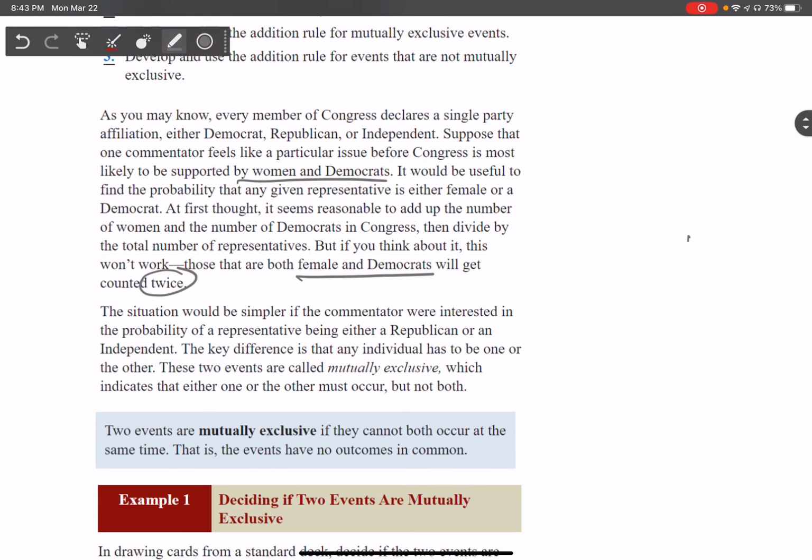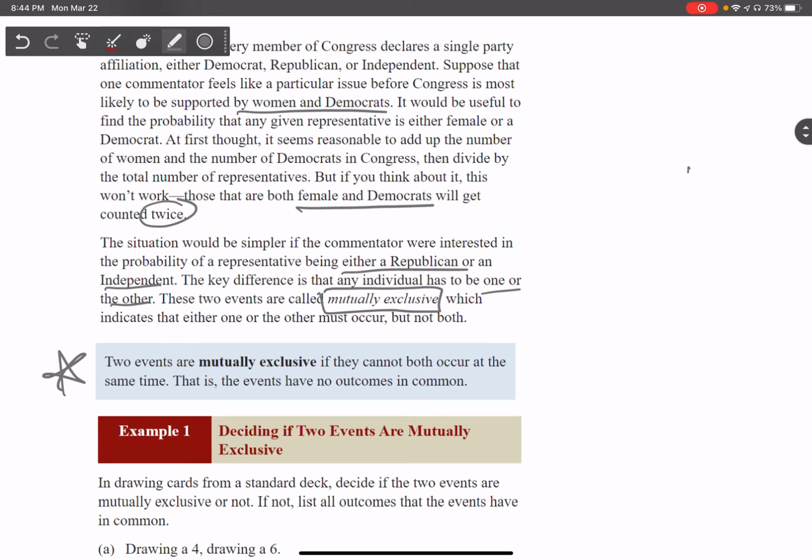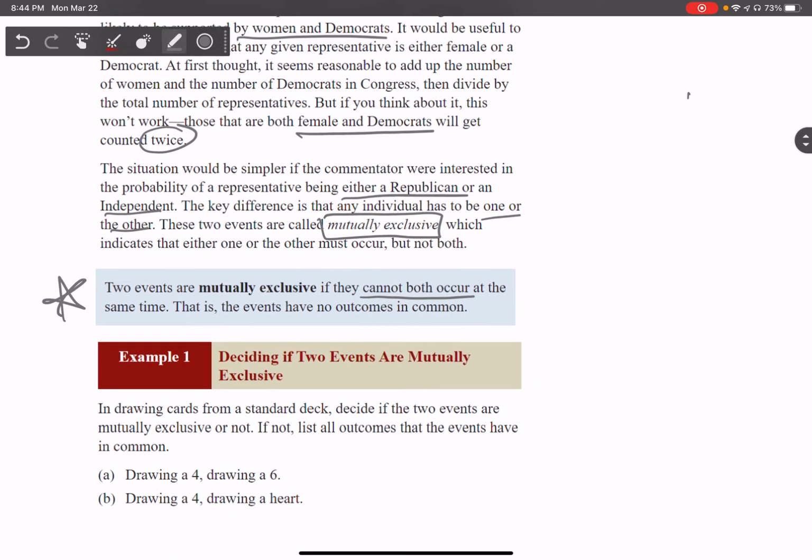The situation would be simpler if the commentator were interested in the probability of a representative being either a Republican or an independent. The key difference is that any individual has to be one or the other. These two events are called mutually exclusive, which indicates that either one or the other must occur, but not both. So here's our first vocabulary word for this section. Two events are mutually exclusive if they cannot both occur at the same time. That is, the events have no outcomes in common. Okay? They cannot both occur at the same time.